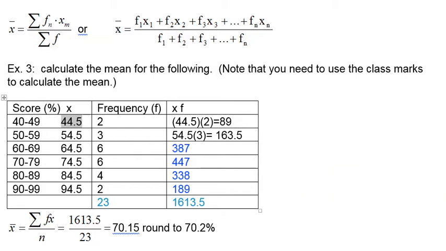So if you have both the raw data and a frequency table, and you've got a choice, your best bet is to go with the raw data. But sometimes you don't have the raw data, you've got your information from some other source, and you may have to do it this way.